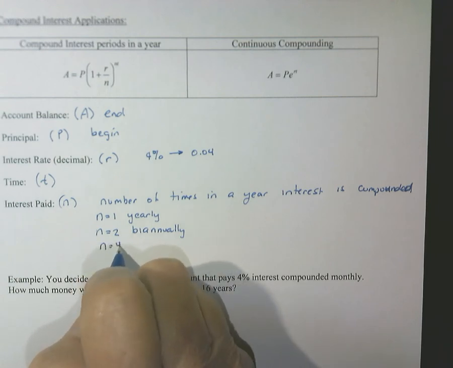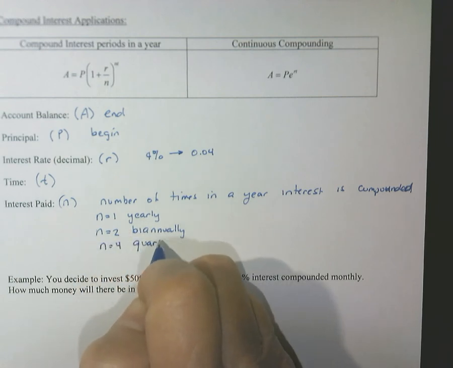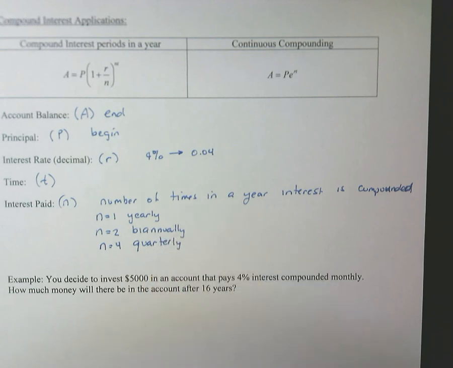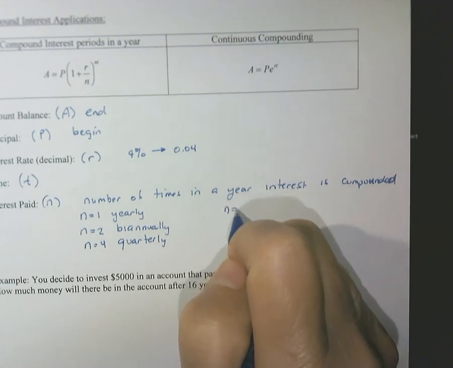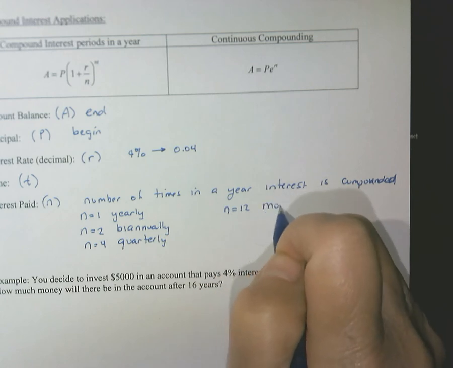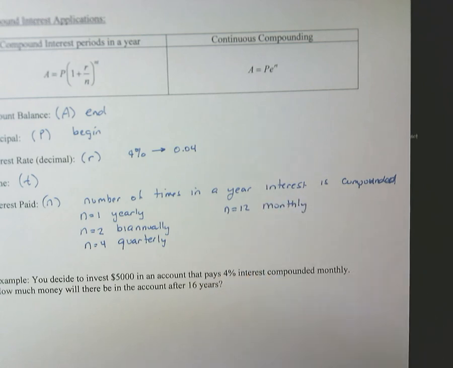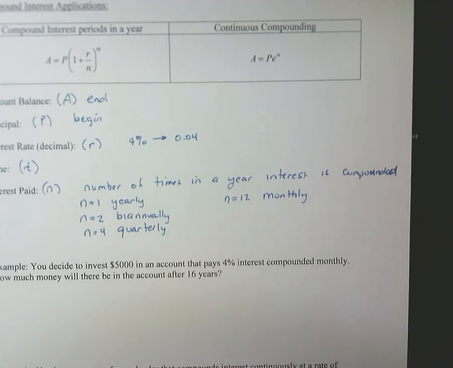Quarterly is 4. Most companies work on finances on a quarterly basis. If you make a lot of money, you usually pay your taxes quarterly, so you don't have to pay as much all at once. N equals 12 would be monthly. There are 12 months in a year, so that's why n would be 12.